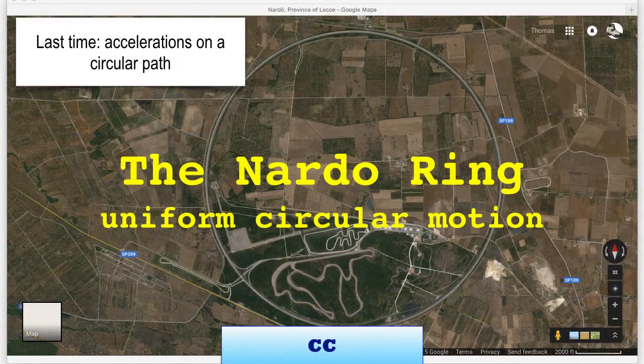Last time we talked about the Nardo Ring as a way of introducing the idea of uniform circular motion. Uniform circular motion is an idealized state of motion that Sir Isaac Newton leveraged when he was developing his theory of universal gravitation. We will get to that today. We're going to get to a whole bunch of stuff.